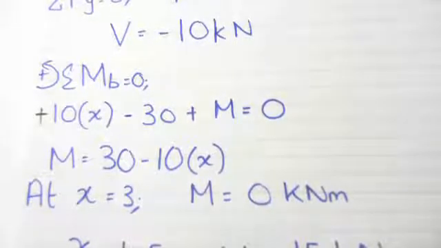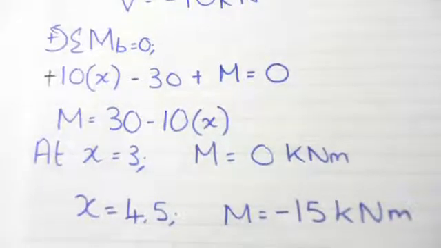And remember guys, I said in the beginning, what is a hinge? A hinge is a point that is free to rotate. There's no rotational restraint, so the moment about a hinge is 0. And guess what? It is indeed 0 kilonewton meters. Okay, and at x equal to 4.5, our moment is negative 15 kilonewton meters. So that was our third cut.